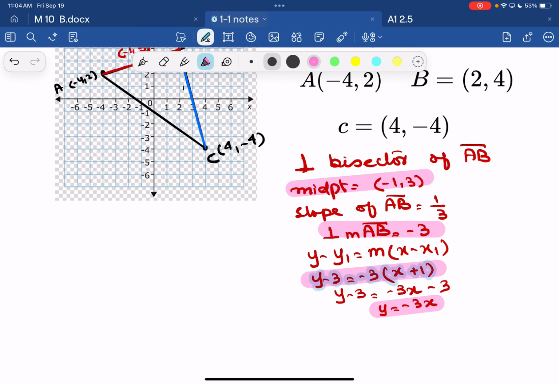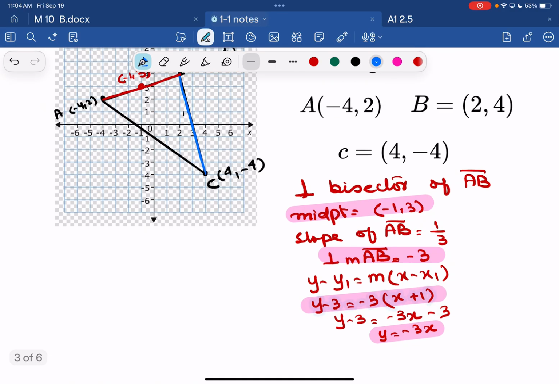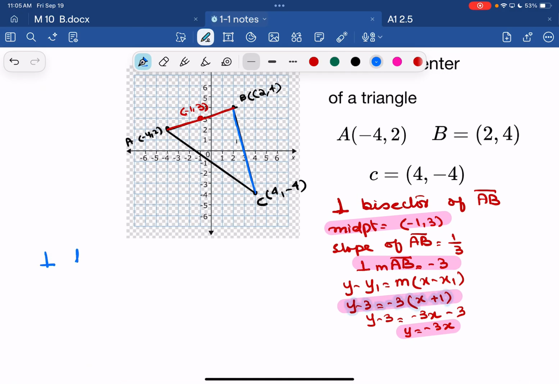I'm repeating it again. Now we are going to find the perpendicular bisector of the line BC. So the first step is to find the midpoint. Good, good, good. Give me the midpoint. Midpoint of BC is, Vivek, go ahead. It is 3, 0. So we will have the midpoint over here.